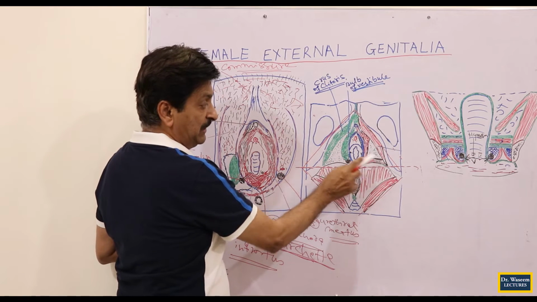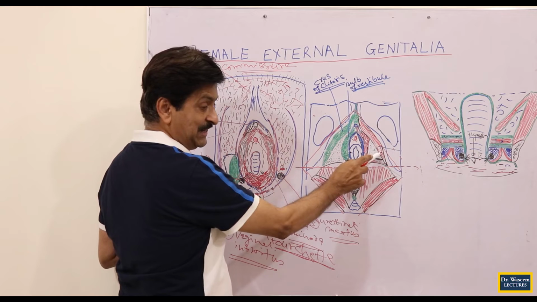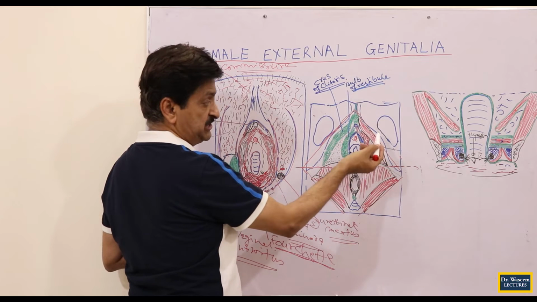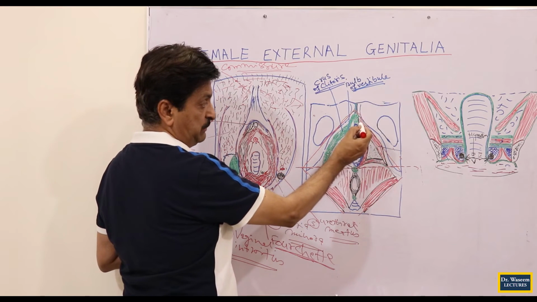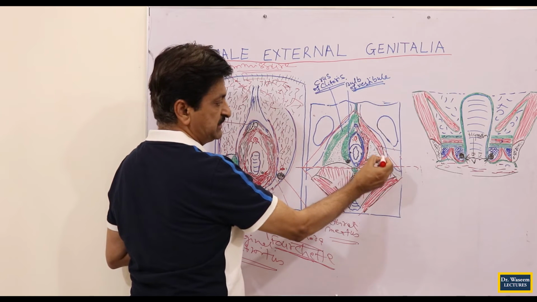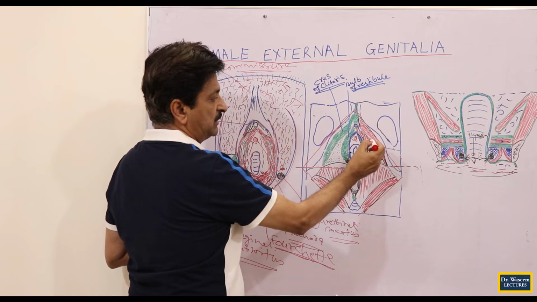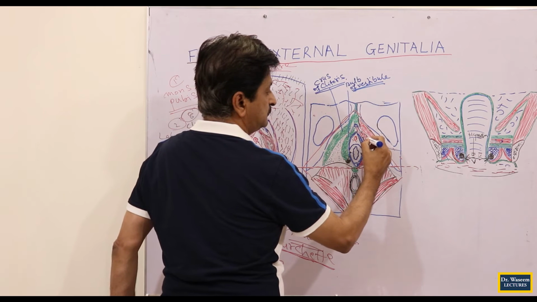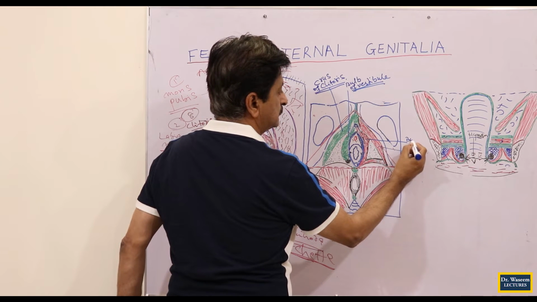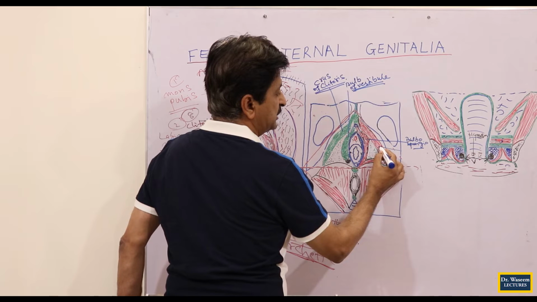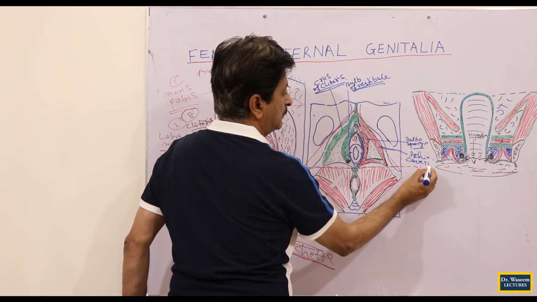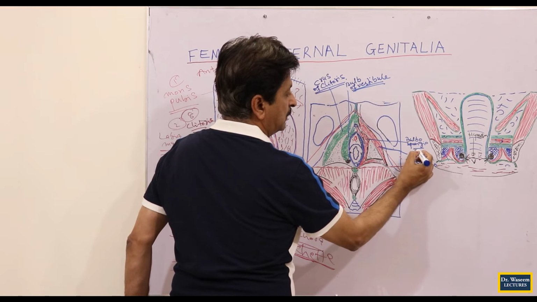Here you see the crus of the clitoris. On that side the crus of clitoris is also there, but it is covered by another skeletal muscle, attached here to the side of the bone, the ischiopubic ramus. I am making it darker red. This muscle is called ischiocavernosus. This one is called bulbospongiosus. And this one is called ischiocavernosus. So two muscles are there.